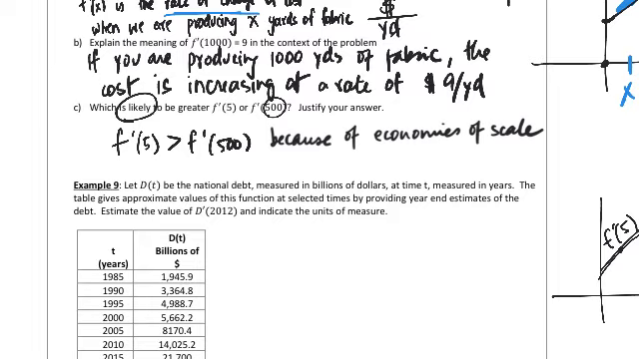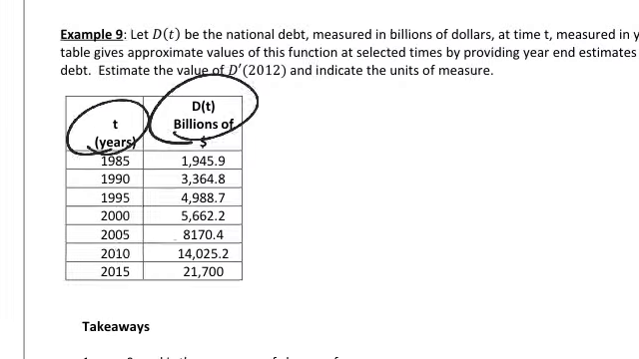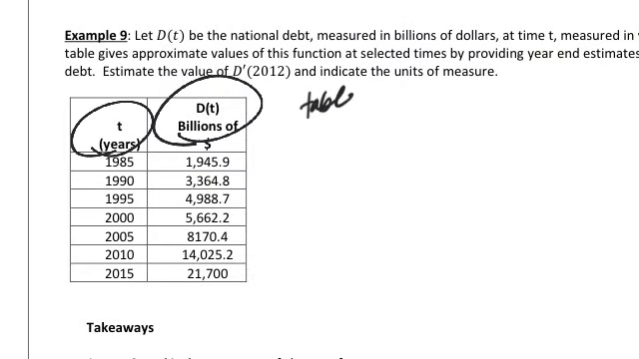Okay. Last example. Let D be the national debt measured in billions of dollars at time t measured in years. The table gives approximate values of this function at selected times, providing the year and an estimate of the debt. Estimate the value of D prime of 2012 and indicate the units of measure. So this, by the way, guys, is just a table estimate of an IROC, and you have already done this. D prime is the IROC, and you're looking at a table. You're trying to estimate a tangent line slope from a table.